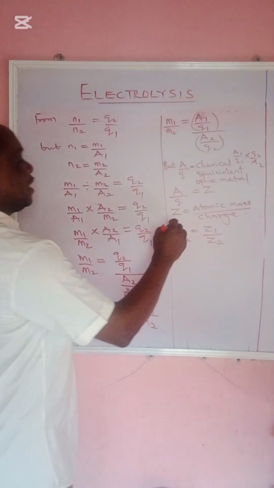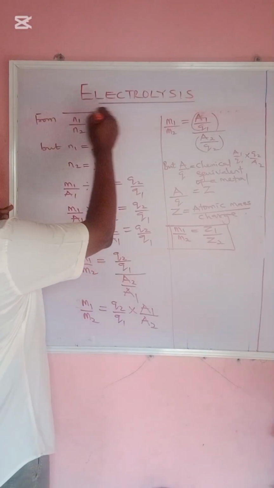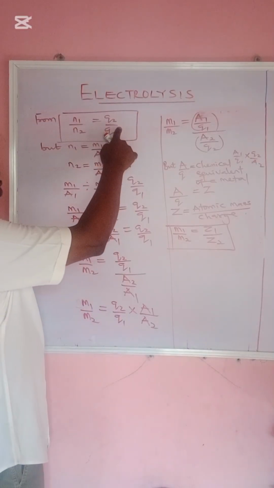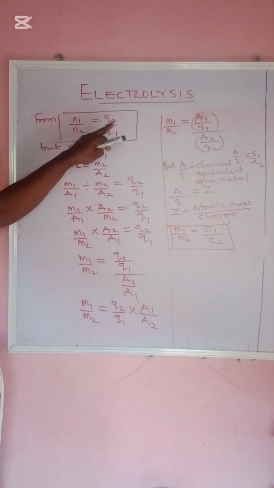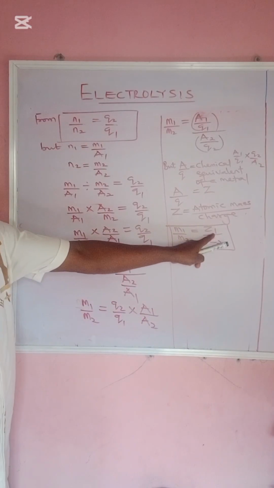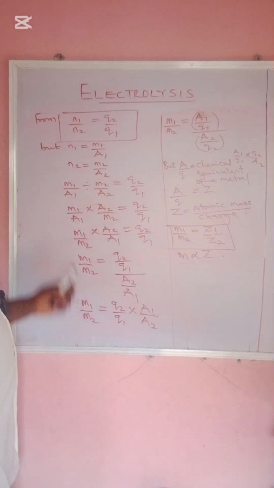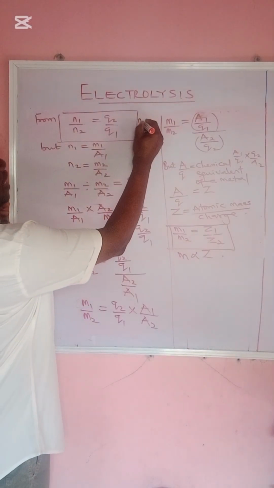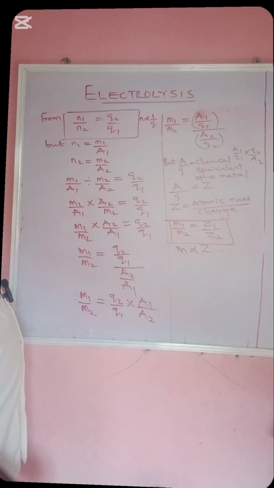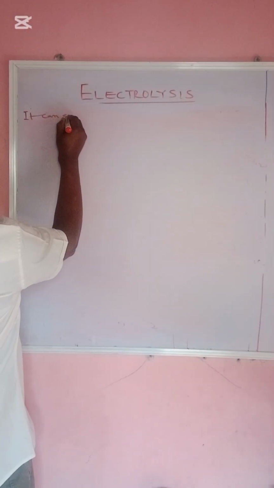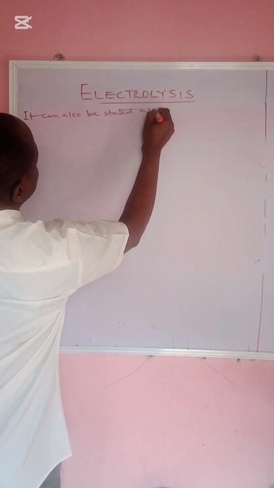This is another expression for Faraday's second law. So there are two expressions. This is the first expression in terms of number of mole and charge, and this is in terms of mass and chemical equivalent. You can see N is inversely proportional to charge, but mass is directly proportional. From here you can say M is directly proportional to Z, while N is inversely proportional to charge.